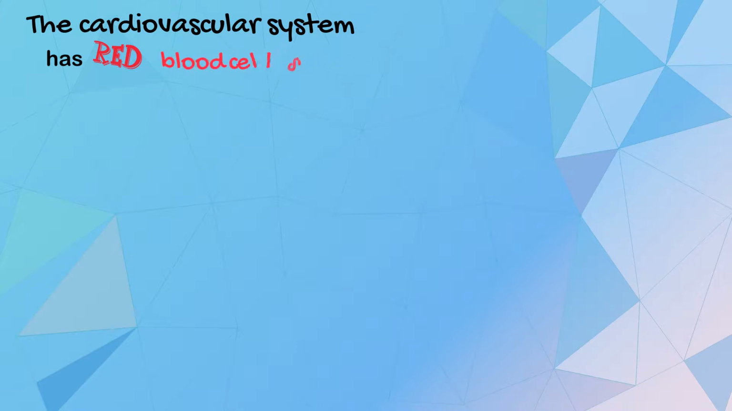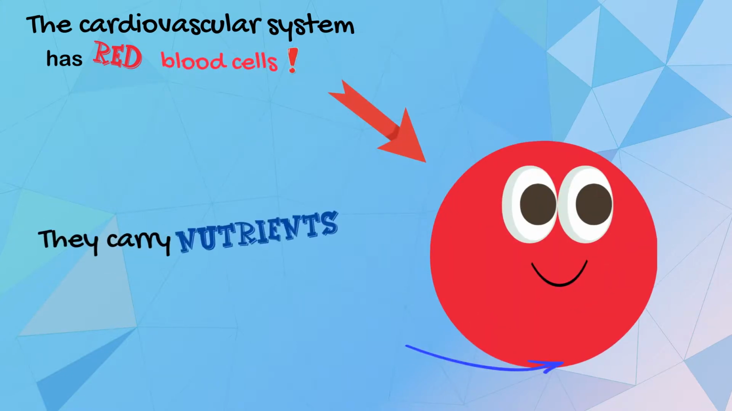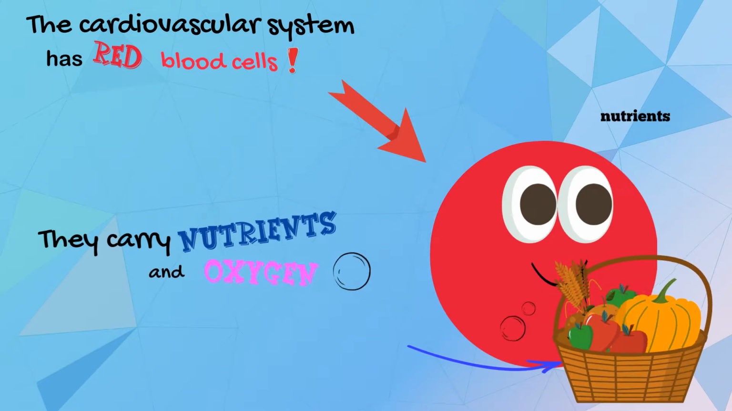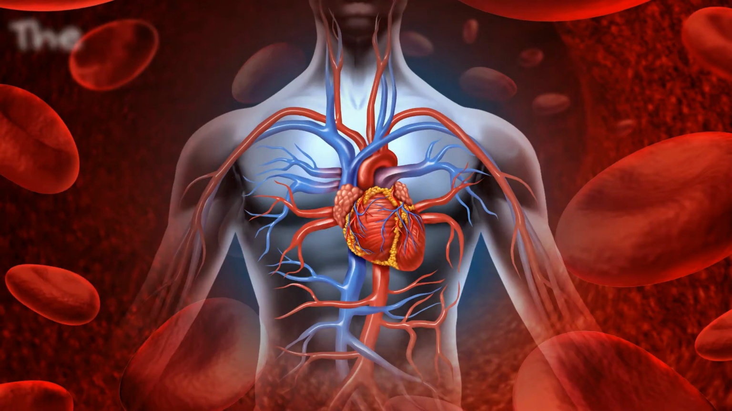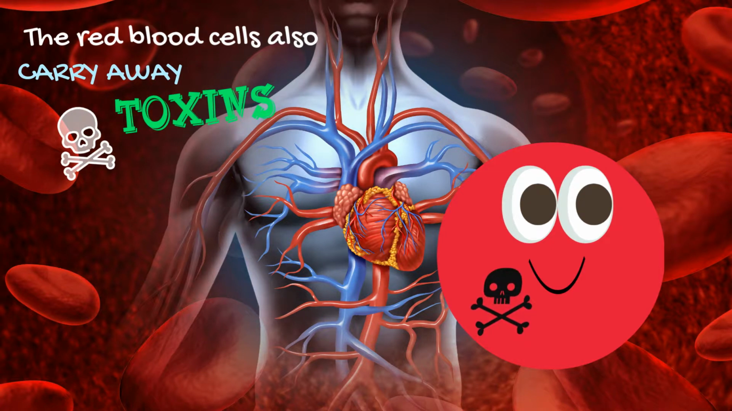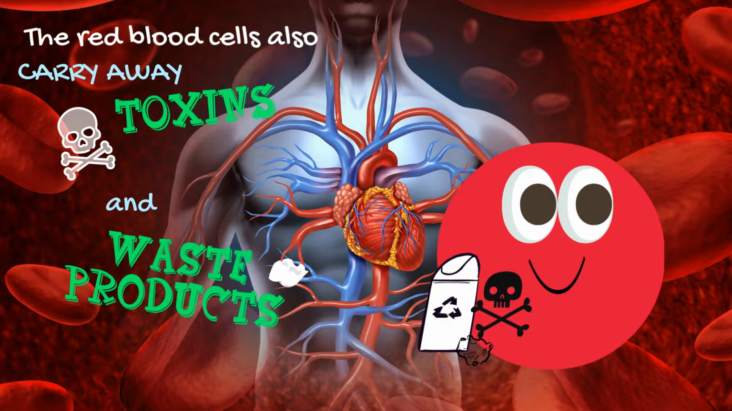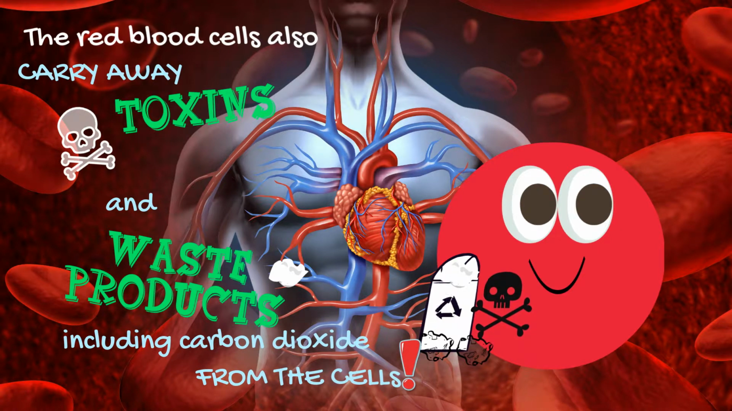The cardiovascular system has red blood cells. They carry nutrients and oxygen to the cells. The red blood cells also carry away toxins and waste products, including carbon dioxide, from the cells.